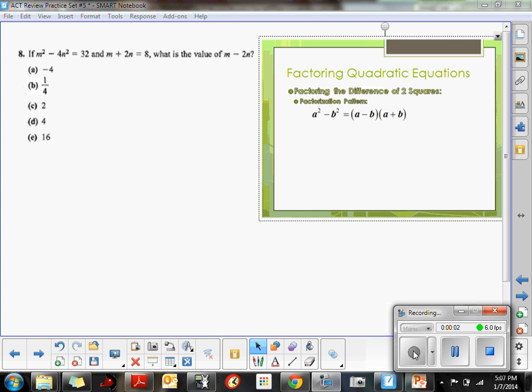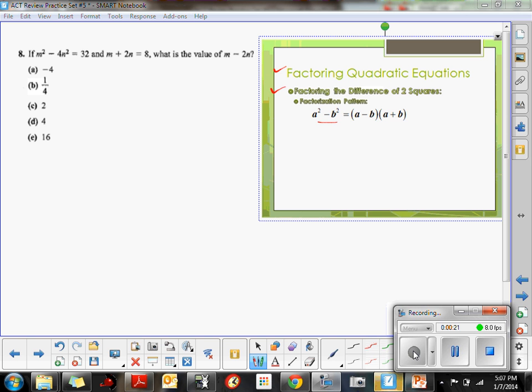Question number 8 is a factorization pattern that they're asking to look at. They present it in a little different fashion, so you kind of got to look at your clues of what they give you and then work from there. Like I said, what we're really working on is factoring of quadratic equations, and in this particular problem, it's the factoring of two perfect squares.